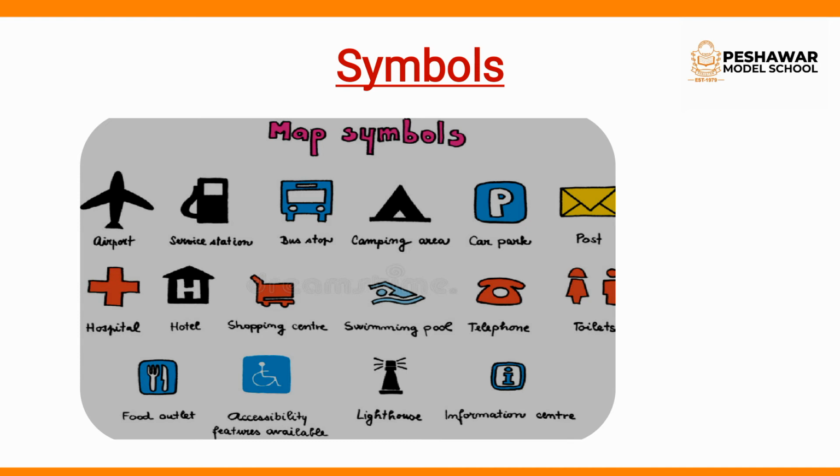For shopping center, the carrier sign is given. Then there are signs for swimming pool, telephone, and toilets. Food outlets mean restaurants. Accessibility features available, for example, we look at this sign in hospitals and at footpaths. Lighthouse sign, information center. So these are some symbols which we use for map making, which we use for map reading.